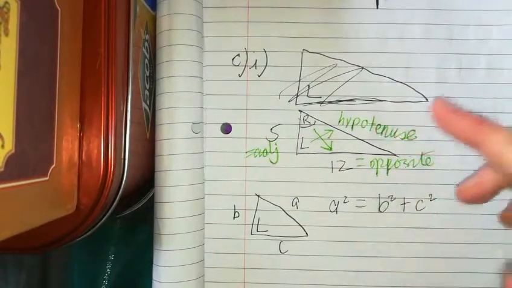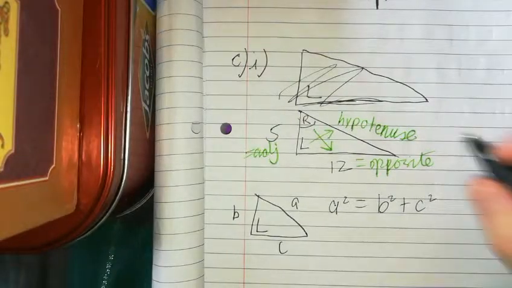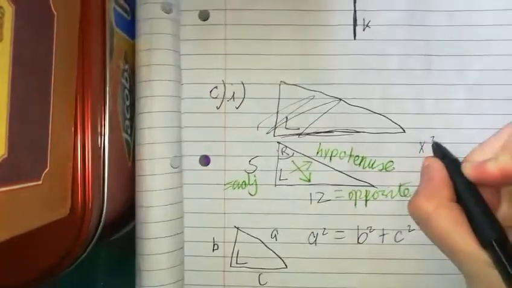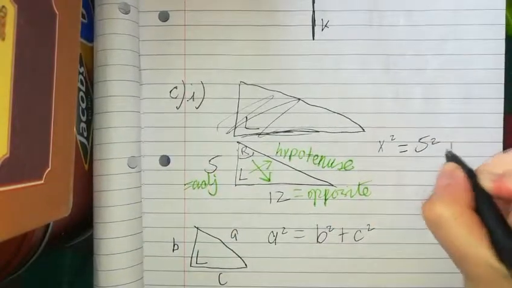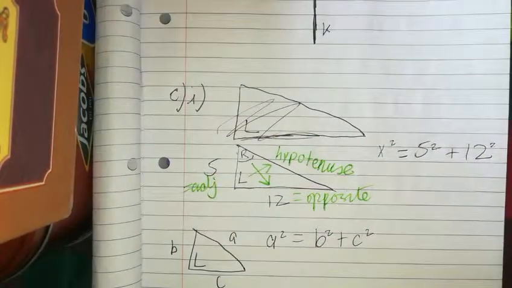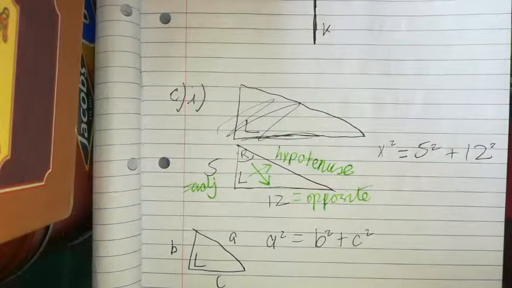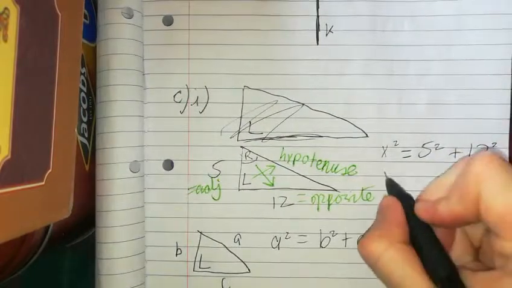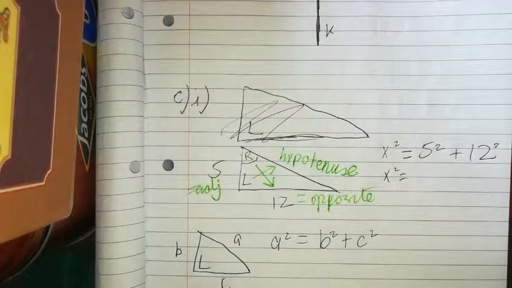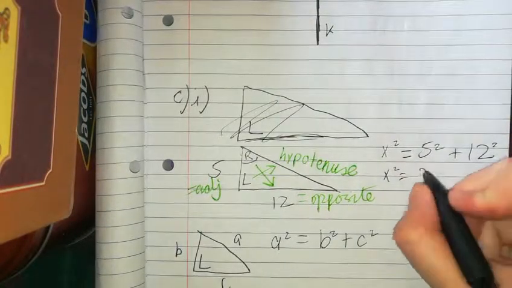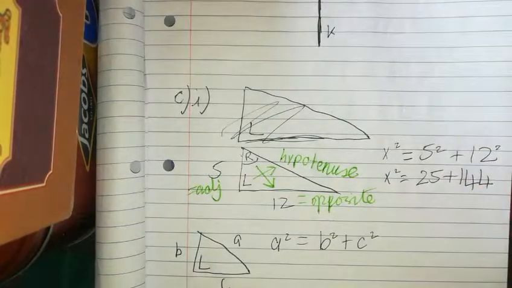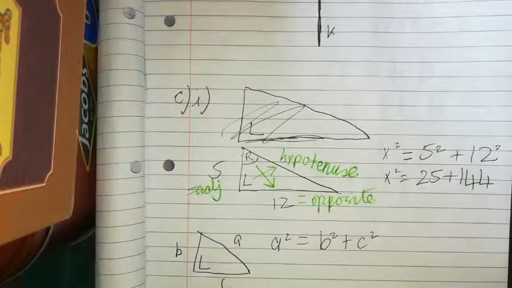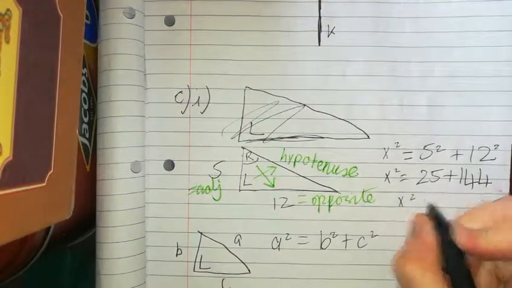My hypotenuse, we don't know what it is yet, so I'll call it x. So x squared is equal to 5 squared plus 12 squared. Now I'm going to work each of them out. 5 squared gives me 25, and 12 squared is 144. If I add up everything on the one side first, x squared is equal to 169.